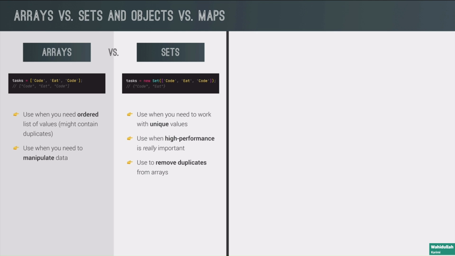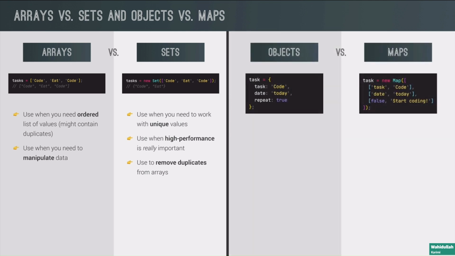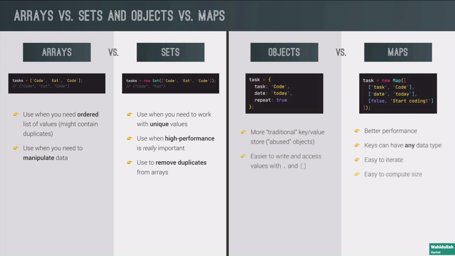Okay, so now let's talk about objects versus maps, and we already know that we should use these key value data structures whenever we need to describe the values using keys, right? But when to use objects and when to use maps? Well, objects have been the traditional key value data structure simply because we didn't have maps before ES6. But using objects simply as key value stores has a couple of technical disadvantages. And that's why some people say that we've been abusing objects for this.